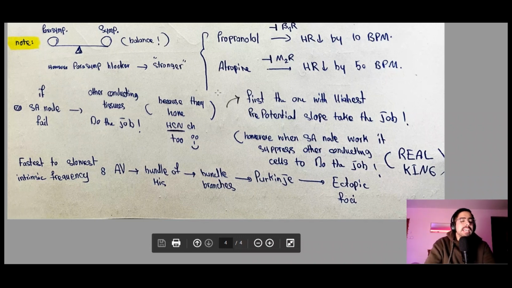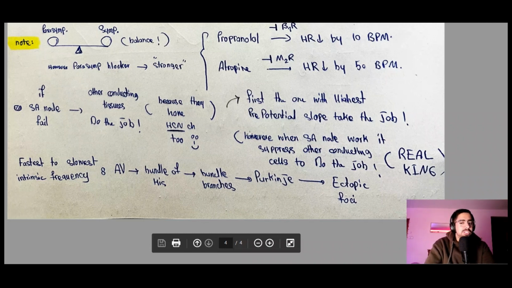and how? What's important about the SA node is this HCN channel. What makes the SA node's action potential different from other types of action potential, such as in the nerve or the muscle, is this one, the HCN channel. All these conducting cells have it. But we have different nodes and different conductive cells and tissue inside our heart. Which one will take the job? The one with the highest prepotential slope. You remember I spoke about the prepotential slope, and the one with the highest prepotential slope will get the job.